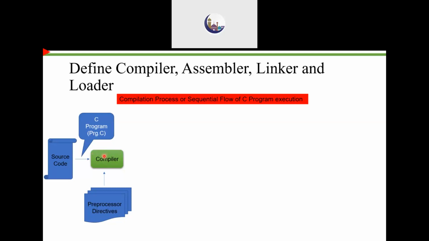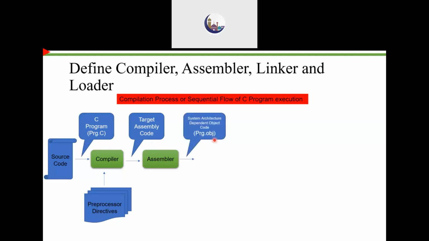So our program.c will be passed to a separate software, and what the compiler produces is assembly code. Our C program has been converted into assembly language code. Now this assembly language code will be taken by the assembler. It will substitute all the mnemonics that are required, and after substituting all the mnemonics, it will generate a code called system architecture dependent object code.